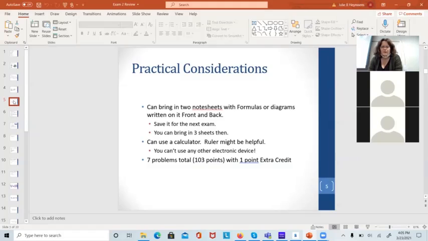You can use a calculator. Ruler might be helpful. No other electronic devices other than your laptop. There are, how many problems total? I don't double check that. There are 7 real problems, and there's some extra credit. There's more extra credit than that. Okay, and I've got the exam sitting here right in front of me, or the key.